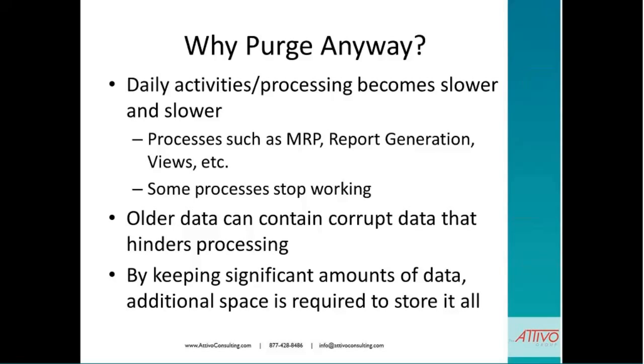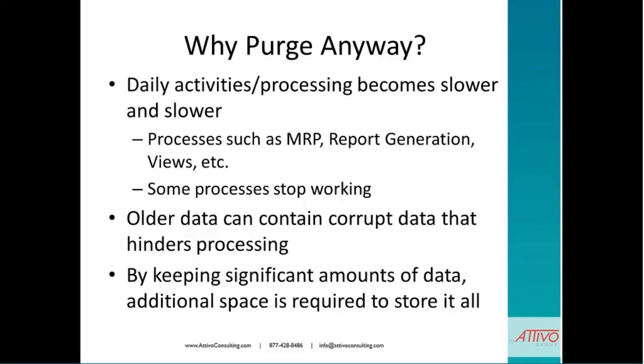The other thing is that older data can contain corrupt data that sometimes hinders processing. If you run your file validation, you're going to see there are some things that are broken, but they're from back in 1994. Probably we can get rid of that stuff, and maybe that will even improve our processes. Sometimes it even stops the process from working. Also, by keeping significant amounts of data, additional space could be required to store it all. Let's be clear, Josh was very good about the maintenance plan, doing backups and getting rid of things. That's exterior. This is the interior stuff inside of Macola. You may require additional hard drive space for all the things that you're saving. So that's why we might want to get rid of it.